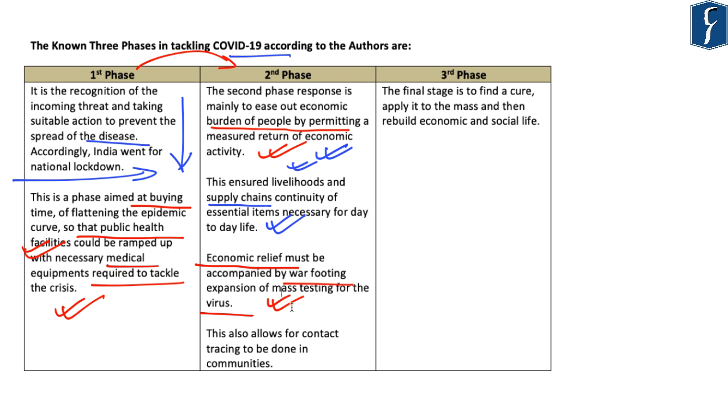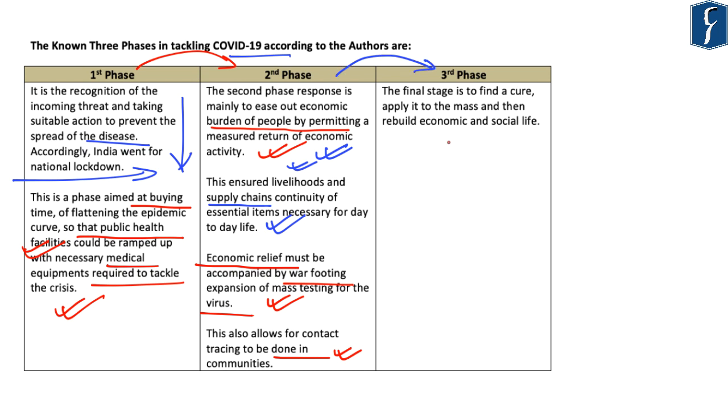That is, the government should aim to test each and every individual as far as possible in order to find out the extent of damage done by the coronavirus. Now, the mass testing of the virus allows for contact tracing to be done in various communities. So, from the second phase, we move to the third phase.